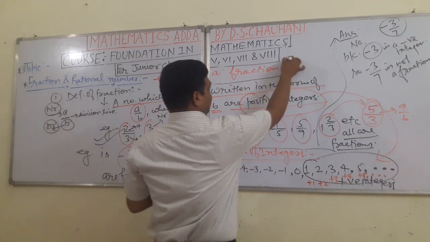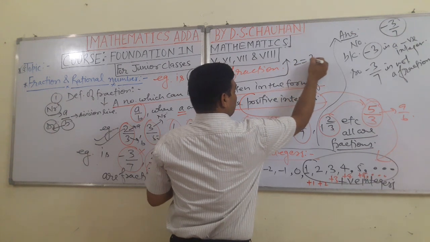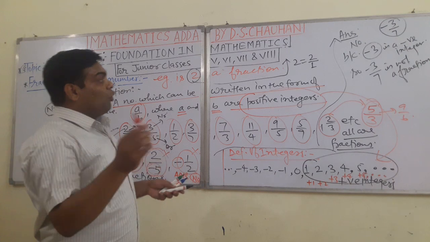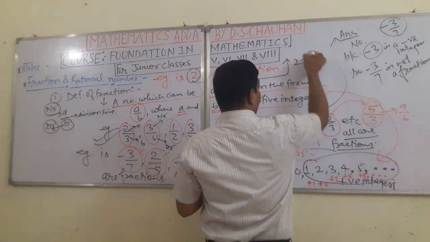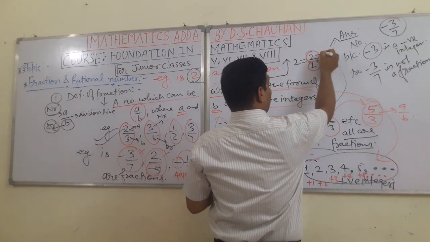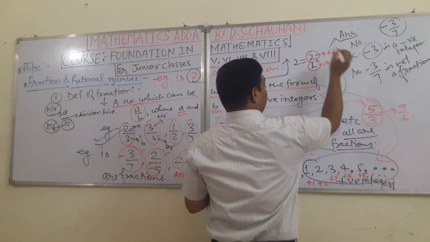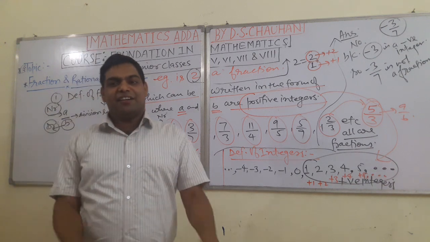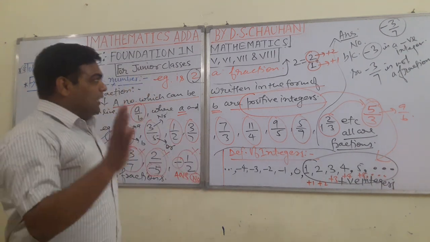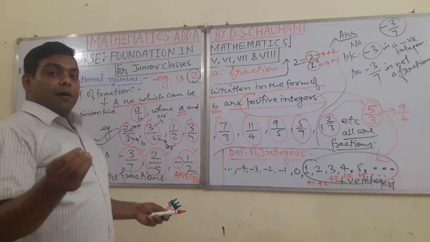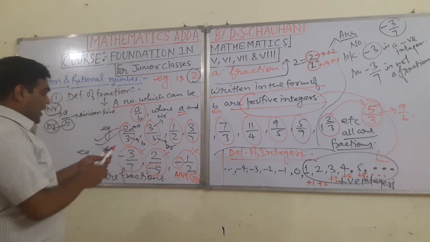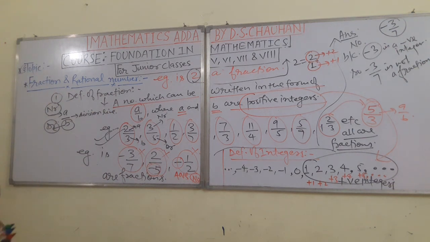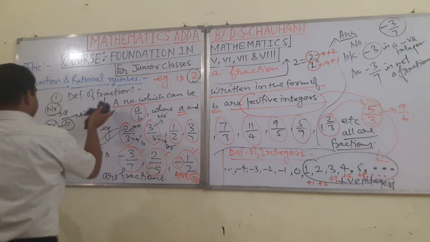You can note down that 2 can be written as 2 upon 1. Luckily, here both are positive integers. 2 is plus 2, 1 is plus 1, both are positive integers. But my question is, can this be a fraction? One basic definition from the primary classes, all of you know. In reference to the fraction, I am telling you, and then we will conclude the answer to this question.